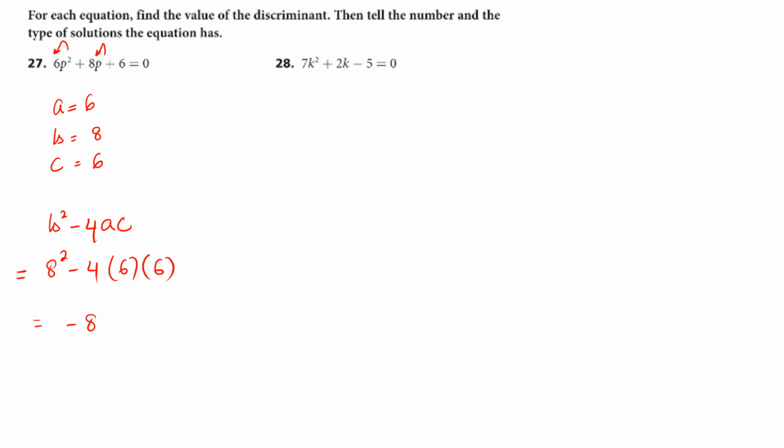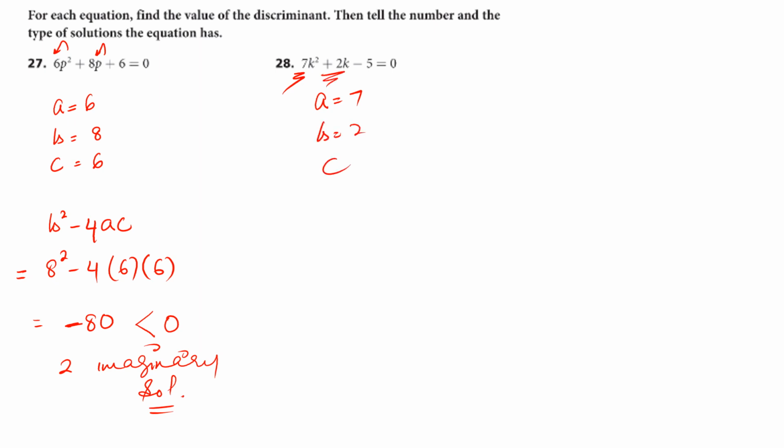Now negative 80 is a negative number. It is less than 0. So what is the answer? Two imaginary solutions. Okay, two imaginary solutions. Let's do the other question. So A is 7 here, B is 2 over here, and C is negative 5.